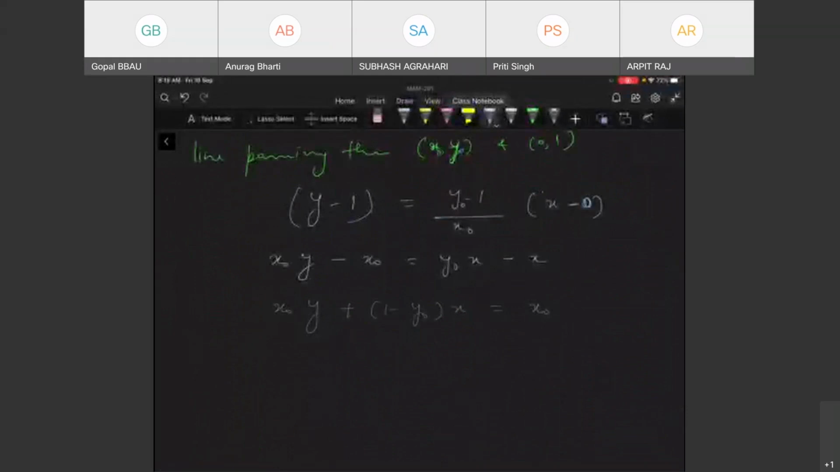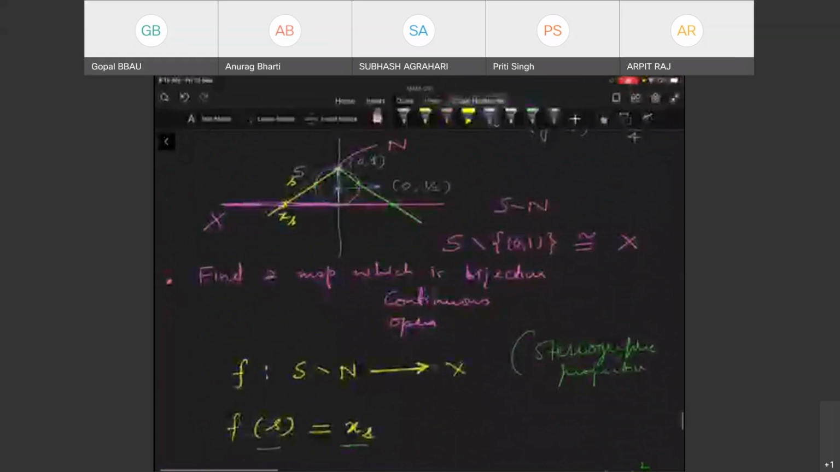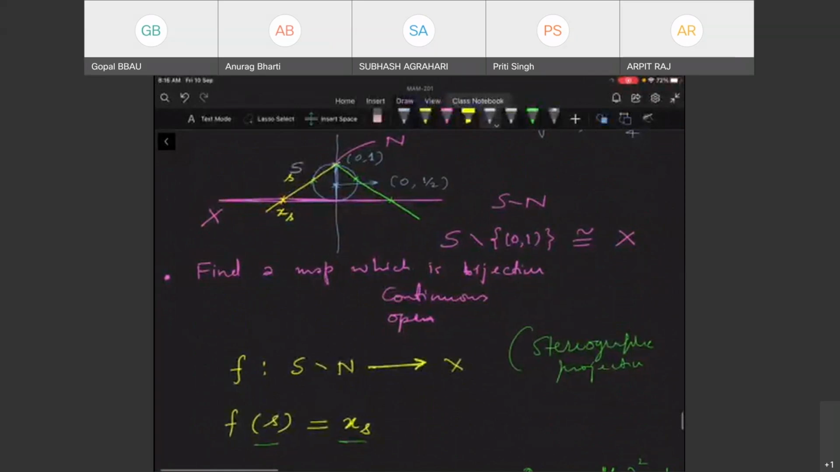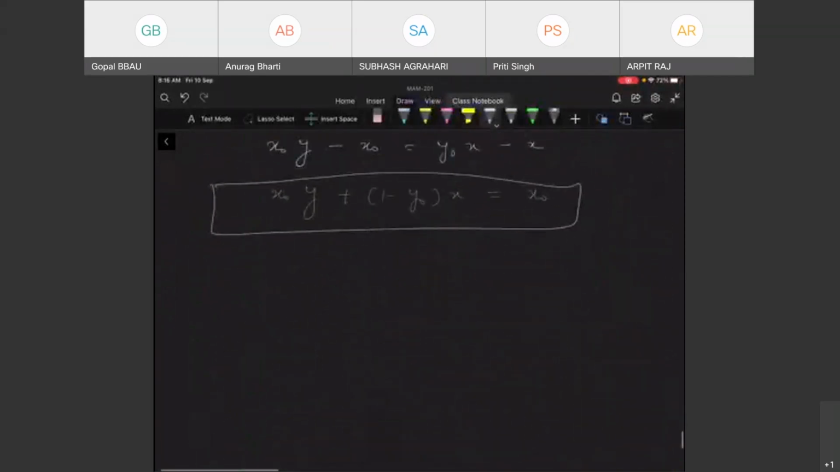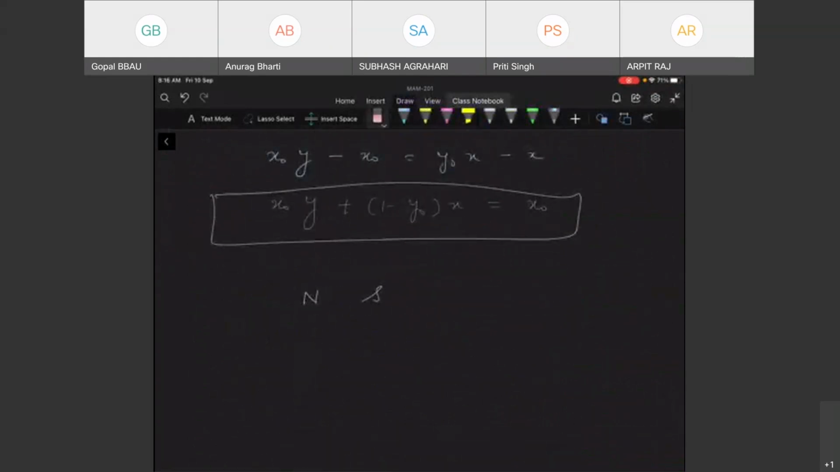Or you may take this as the line. So this is one part. Okay, this is one equation. The other equation would be like this. So it passes through N and S, where N is (0, 1) and S is (x0, y0). A line which passes through this point would be of this form.